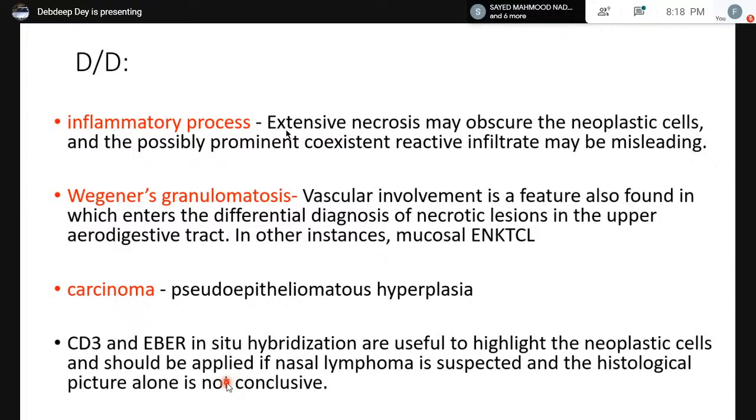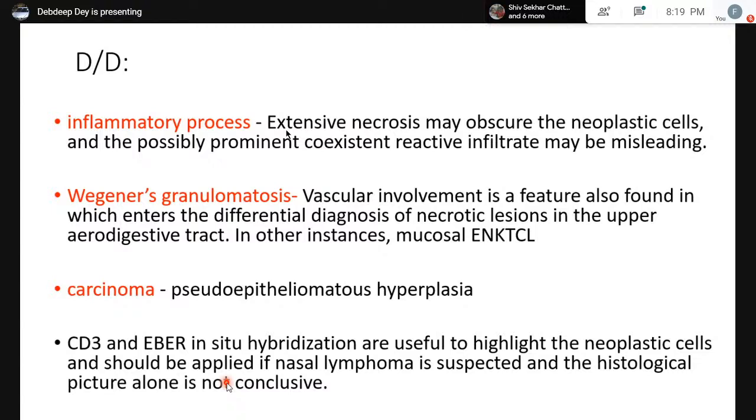If you do not go down to high power, you will miss the neoplastic cells, because this extensive necrosis with the ulcer slough and the necroinflammatory infiltrate will obscure the neoplastic cells. Therefore, you might be missing this process. Wegener's granulomatosis. Vascular involvement is a feature which can be seen in both extranodal NK T-cell lymphoma and Wegener's granulomatosis. It also happens in the upper aerodigestive tract. Therefore, you have to be very careful about this Wegener's granulomatosis.